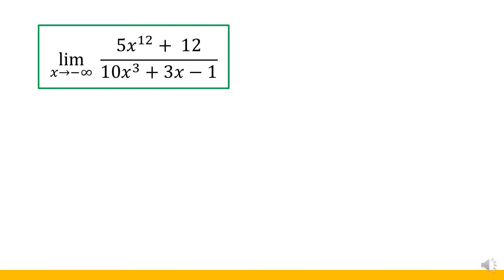The next example, say we're given this function as x approaches negative infinity. Again, all we have to do is consider the exponent. This is the third case. So we just have to consider the leading terms again. This is a bit similar to the previous one except that I made the exponent on the numerator equal to 12. Earlier it was 13. So this time we're given 5 over 10, x to the 12 over x to the 3, right? Using the laws of exponents, 12 minus 3 is 9.